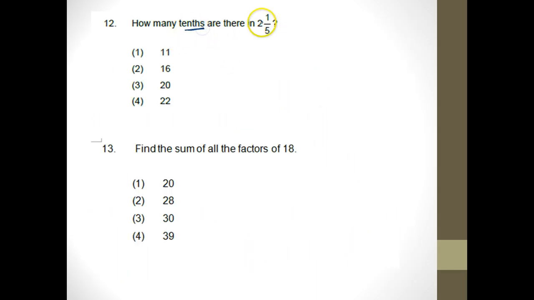Question 12. How many tenths are there in 2 and 1/5? I want to find how many tenths. So first, I change this to an improper fraction. 2 wholes would be 10/5 plus 1/5 is 11/5. To change to tenths, I multiply by 2 to find the equivalent fraction. So the answer is 22 tenths.